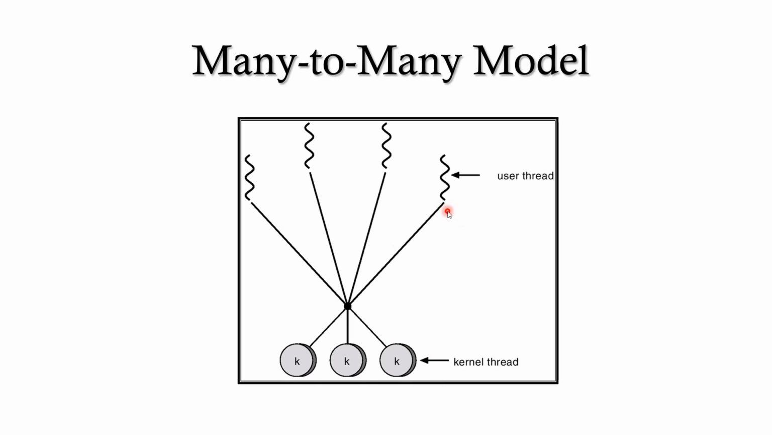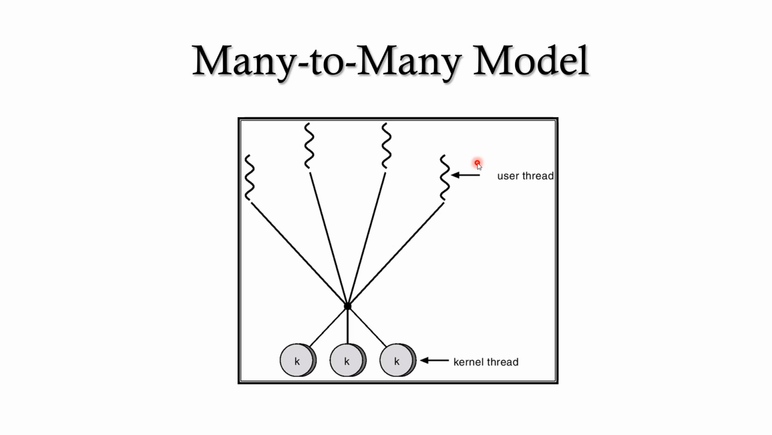The disadvantage of the many to one model is that the developer can create as many user threads as he or she wishes, but concurrency is not gained because the kernel can schedule only one thread at a time. Also, the one to one model allows for greater concurrency, but the developer has to be careful not to create too many threads within an application. On the other hand, this particular many to many model suffers from neither of the shortcomings of the many to one and one to one models.